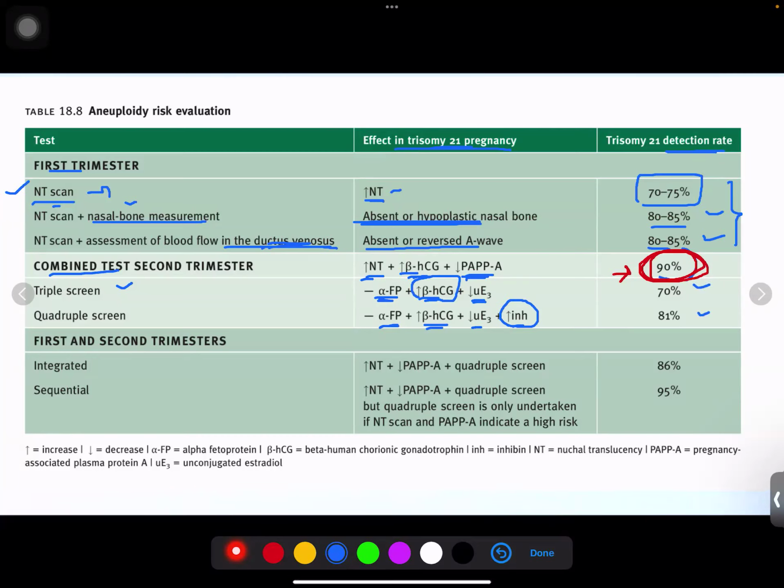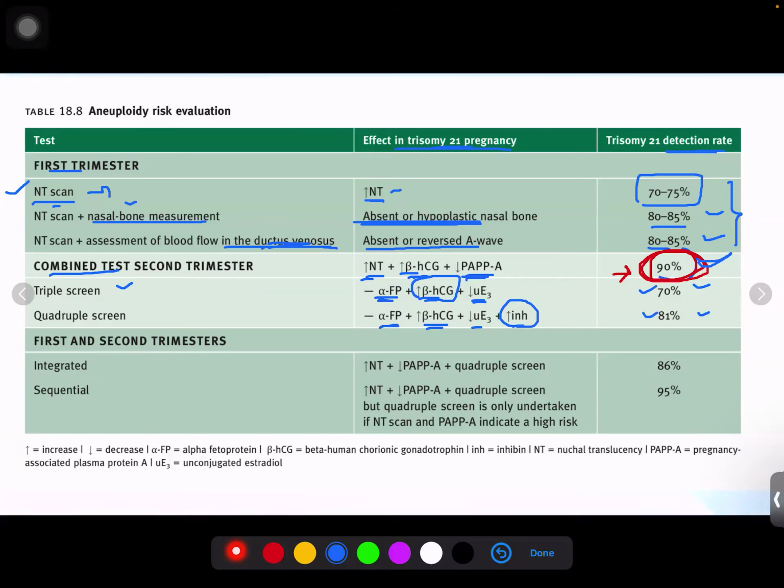So what has the most detection rate? It is the first trimester combined screening. You don't need to remember this, it is very easy: the triple is 70%, quadruple is 80%, and 90% is the combined test.